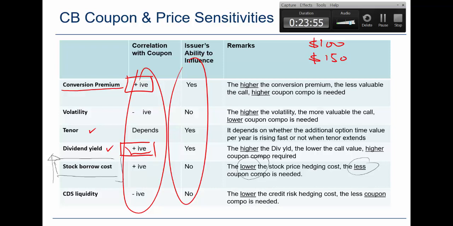Stock borrowing costs. Now, I will explain this one a little later on, but I need to explain this one in conjunction with how CBs are actually traded. So the thing is, when you need to borrow a stock from somebody who will lend it to you, the more they charge, if it's very, very difficult to borrow a stock, then investors will ask for higher coupons as compensation. I will explain in a moment how that hangs together.